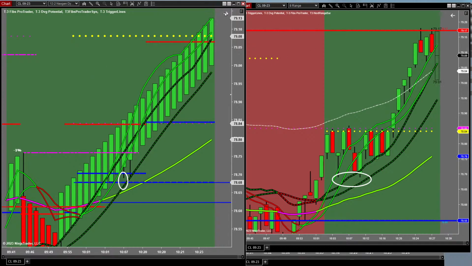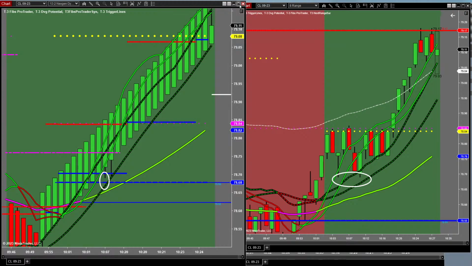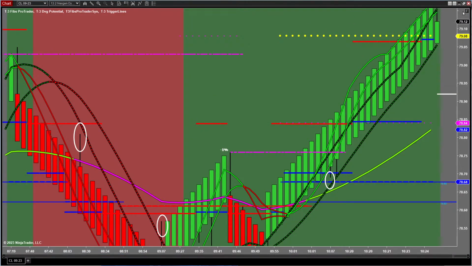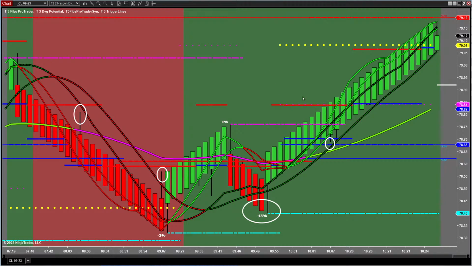Now, the hardest part of this lesson, which, again, to be repeated, this line right here scares the shit out of everybody. Because they're like, oh my God, I can't trade into that line. And then you wait for it to break and you get nothing. You wait for it to break and then you don't get squat because you missed it.